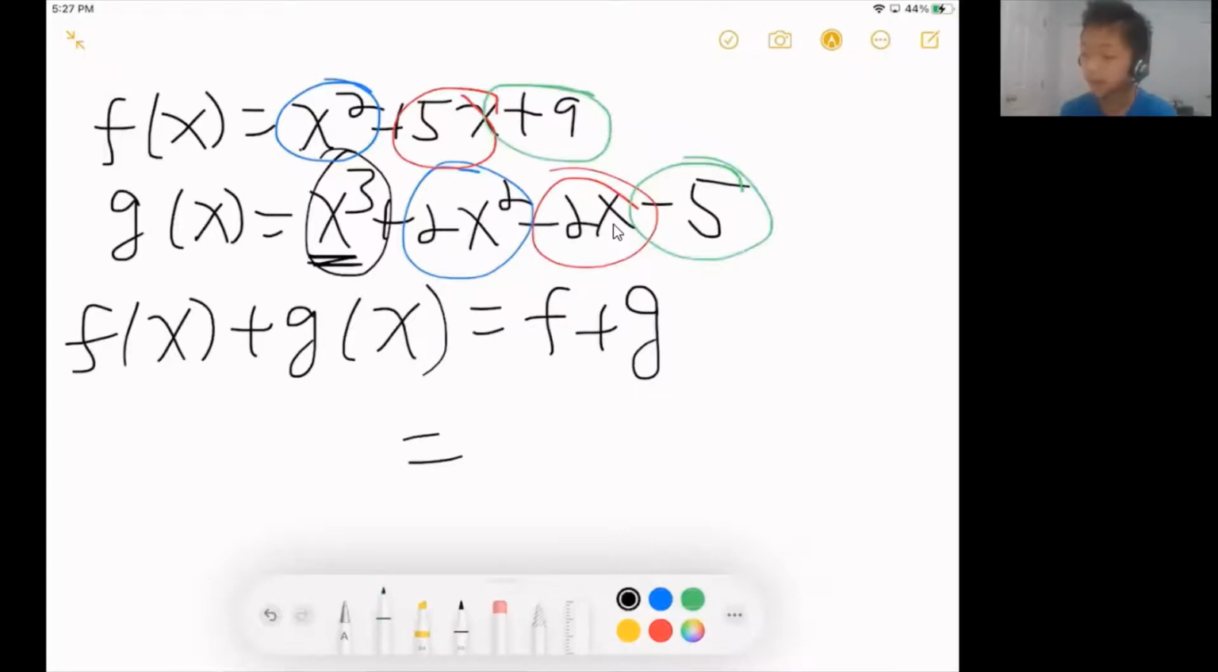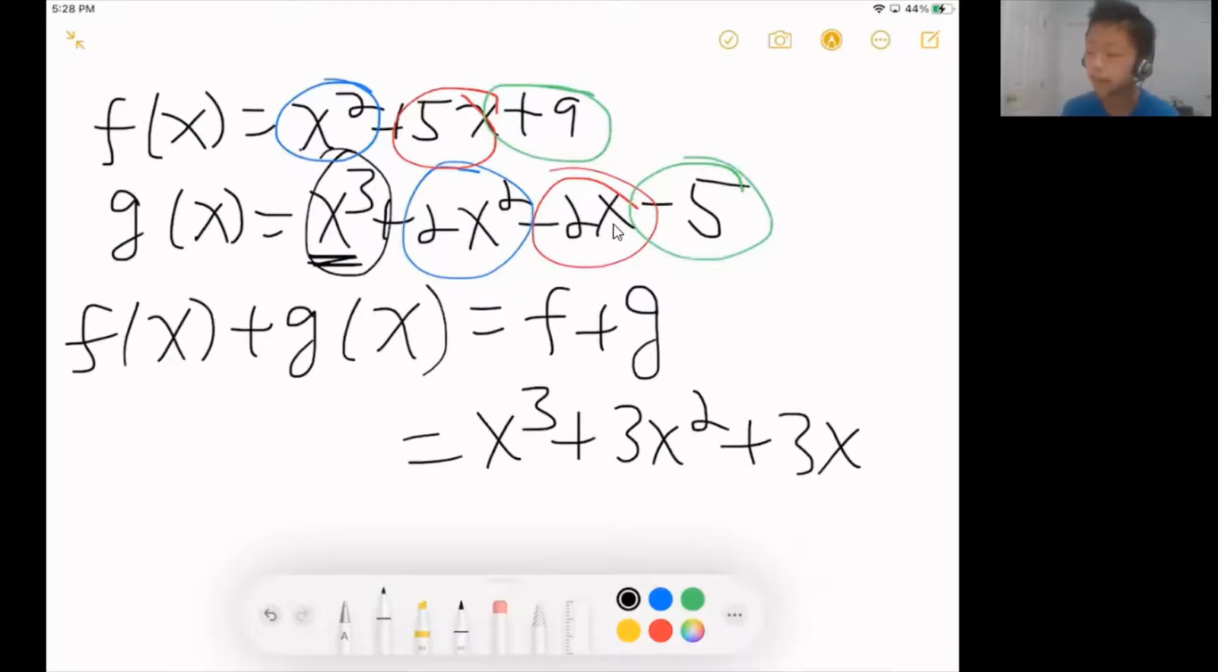So you would have x cubed. Combining the x squared and the 2x squared, you get 3x squared. Combining the 5x and the minus 2x, you get plus 3x. And combining the 9 and the minus 5, you get plus 4. So this represents the function f of x plus g of x.